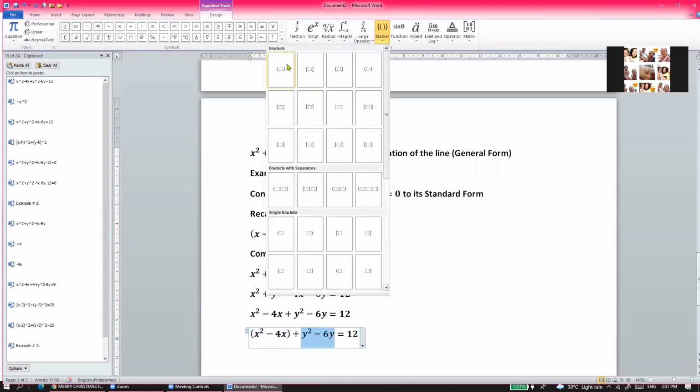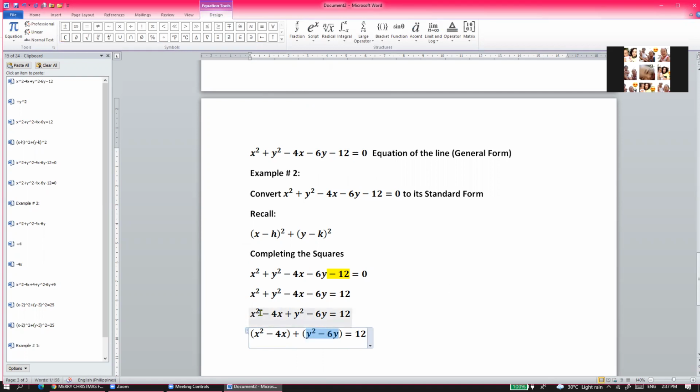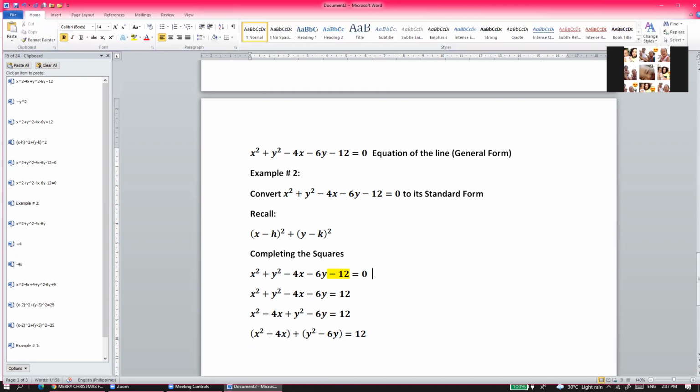Take note, dapat kapag naglagay ka ng parenthesis, see to it, babalik ka pa rin originally dito. Maging maingat lang sa mga signs. Take note, no? Positive ito, yung nasa labas. Times positive, positive pa rin. Positive times negative, negative pa rin yung 4x. Positive times positive, positive pa rin yung y square. Positive times negative, negative pa rin ang 6y. So, ibig sabihin, tama yung ginawa natin.